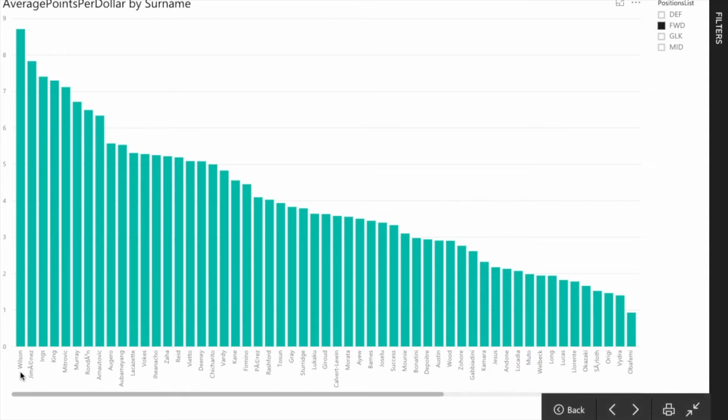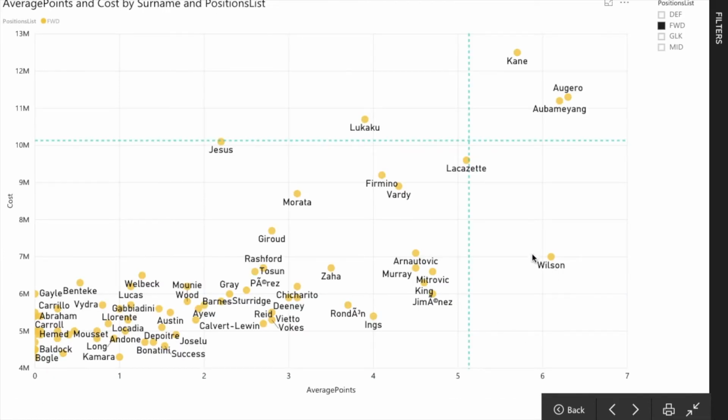But the most important thing is when we do that, the top 5 players are Wilson, Jimenez, Ings, King, and Mitrovic. And when we look at Wilson, he's really sticking his neck out by a big shot over Jimenez. Even when we come back here, we see that Wilson is head and shoulders above Arnautovic, Murray, Mitrovic, King, and Jimenez. So these, I reckon, are your budget forwards, but Wilson is really sticking his neck out. So my suggestion is that if you are going to invest in a budget forward, you invest in Wilson.